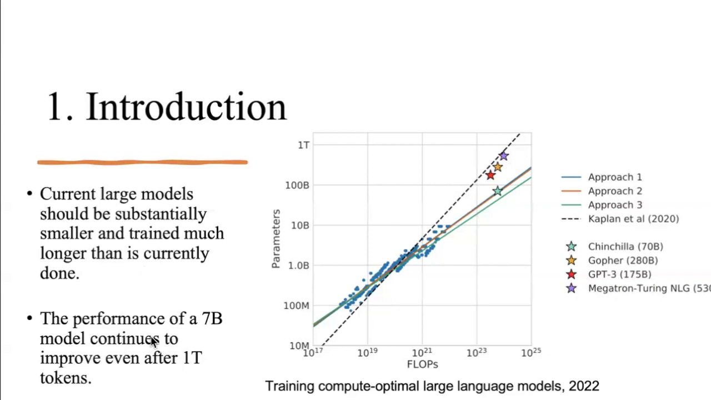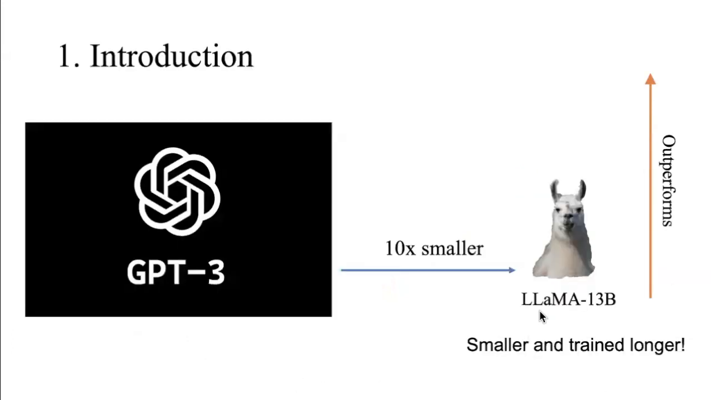This sentence is from the LLaMA paper, saying that the performance of even a 7 billion model continues to improve even after seeing 1 trillion tokens. So basically, models should be smaller and trained longer to see more tokens to get better performance. That's how LLaMA is designed.